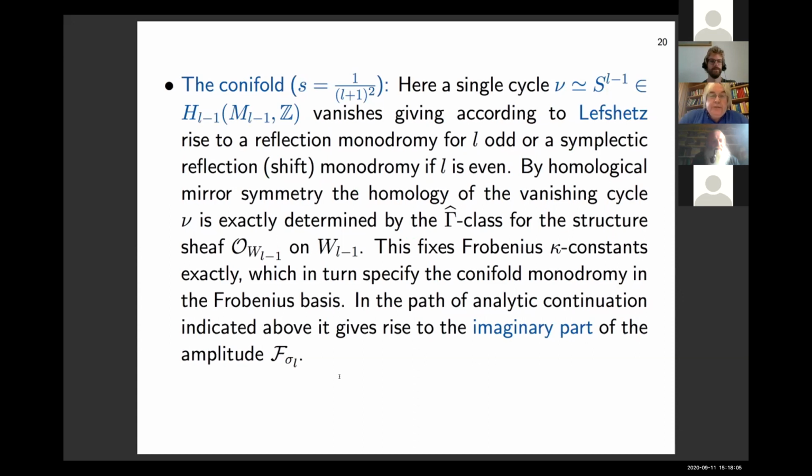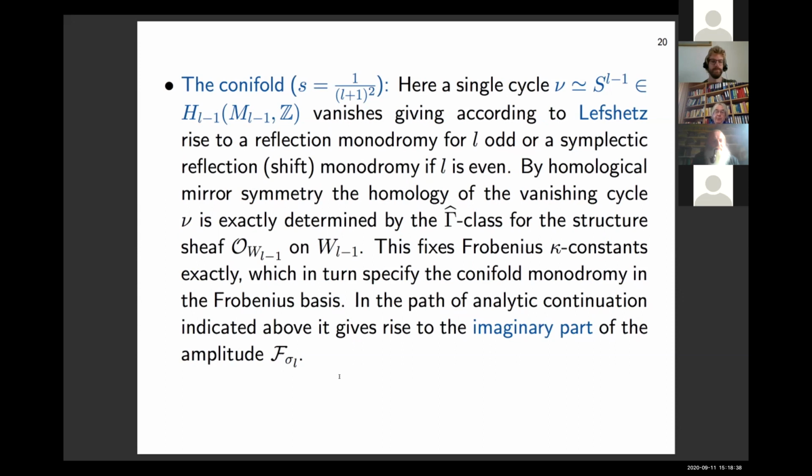So at the conifold, in our case, this is only singular at this last conifold, which is at S equal 1 over L squared. And what happens here, there is a single cycle in the middle cohomology of my Calabi-Yau, which vanishes. And according to Lefschetz, that gives rise to a reflection monodromy if L is odd, which is really a square root cut, or a logarithmic cut, which is called a symplectic reflection in the speech of these people, or a shift if L is even.